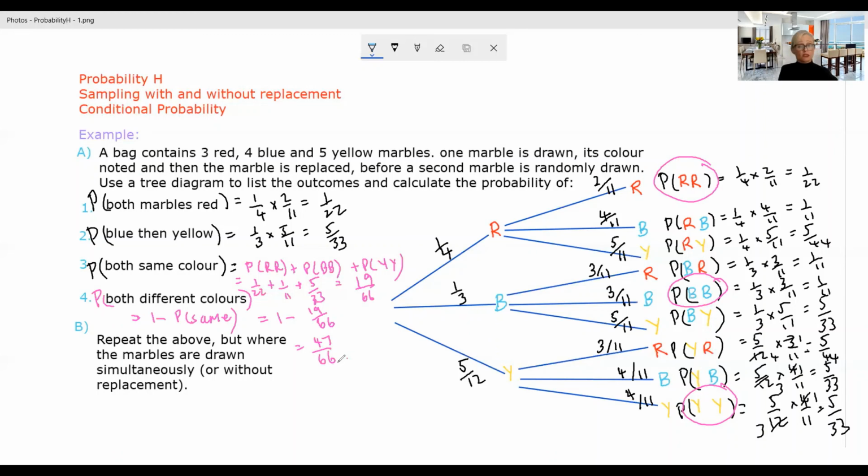Okay, so there's your conditional probability. And you multiply through each time, but you add if you've got like probability of this or probability of that or probability of that. Okay, getting a little bit tricky now, so we need to be doing lots and lots of practice.